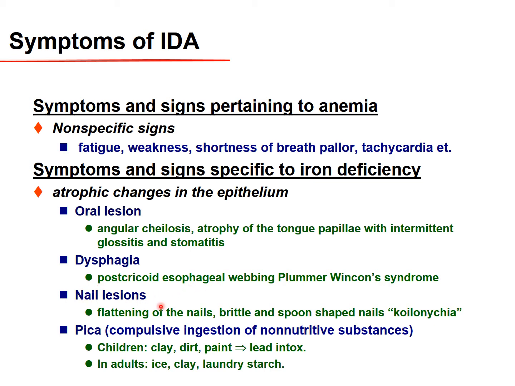Or nail lesions, flattening of the nails, and brittle and spoon-shaped nails. That's koilonychia, which could be specific to iron deficiency. Or there's pica, that is compulsive ingestion of non-nutrient substances, somebody eating clay, dirt, paint, ice, clay, and laundry starch, that again is binding the iron so that iron cannot be absorbed.